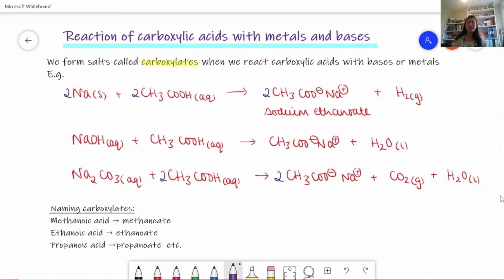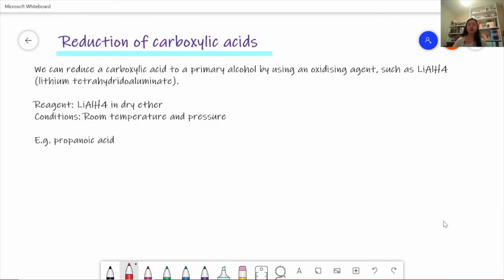And how to name these carboxylate salts is that if we're using methanoic acid, then we use methanoate. If we use ethanoic acid, then we get ethanoate. And then propanoic acid is propanoate, and etc. So now we're going to have a look at the reduction of carboxylic acids.